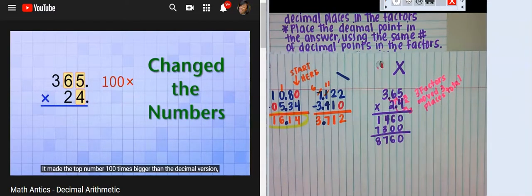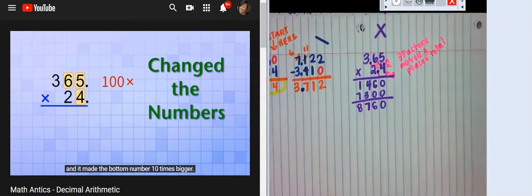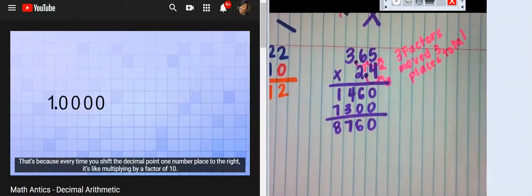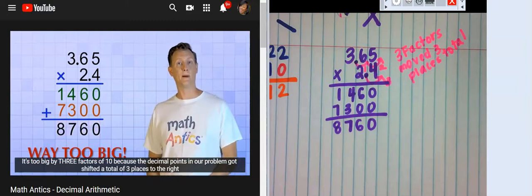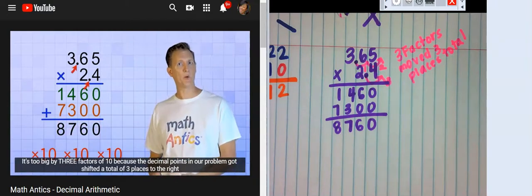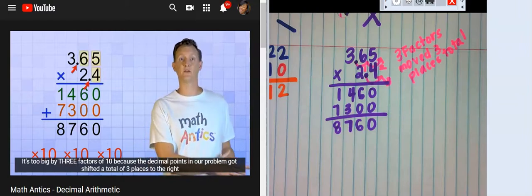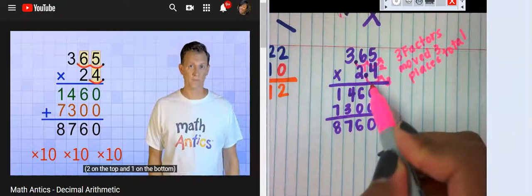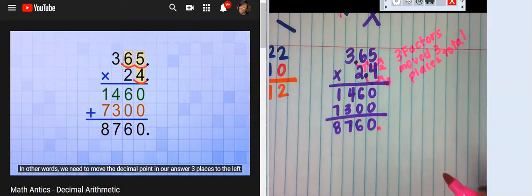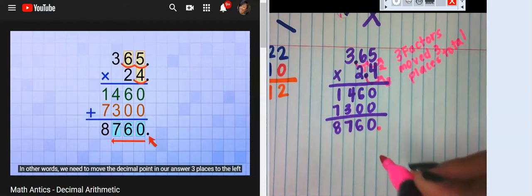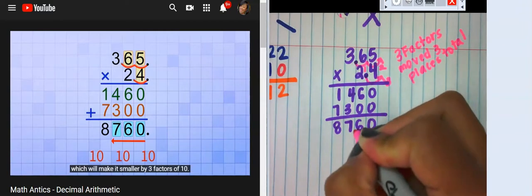But doing that changed the numbers. It made the top number 100 times bigger than the decimal version, and it made the bottom number 10 times bigger. That's because every time you shift the decimal point 1 place to the right, it's like multiplying by a factor of 10. And that means the answer we got is way too big. It's too big by 3 factors of 10, because the decimal points in our problem got shifted a total of 3 places to the right, 2 on the top and 1 on the bottom. So to fix that, we're going to have to shift the decimal point in our answer the same amount in the opposite direction. In other words, we need to move the decimal point in our answer 3 places to the left, which will make it smaller by 3 factors of 10.